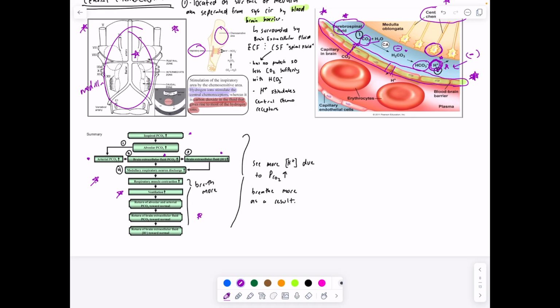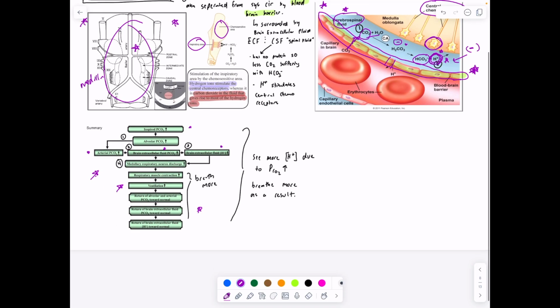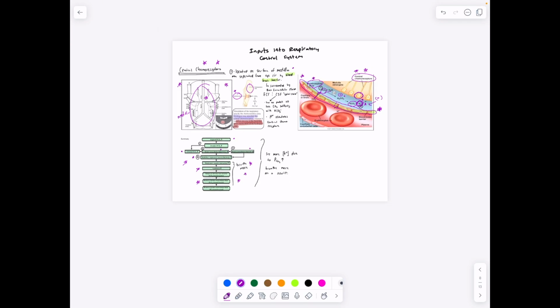That's going to trigger the central chemoreceptors, these hydrogen ions. That's going to then trigger the medulla inspiratory center, which is going to send signals down the phrenic nerve and down the intercostal nerves to cause basically more breathing and remove the carbon dioxide from the blood as needed to get to a normal partial pressure of carbon dioxide.